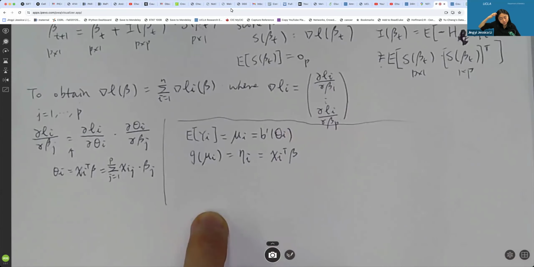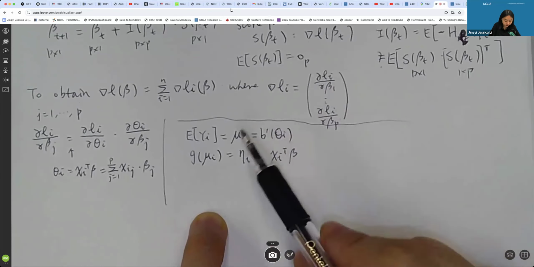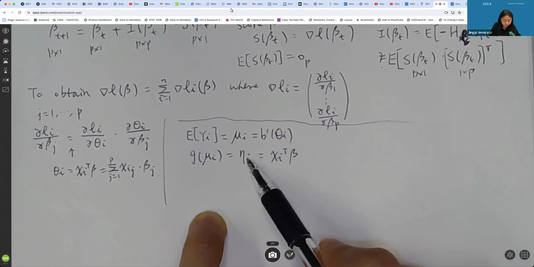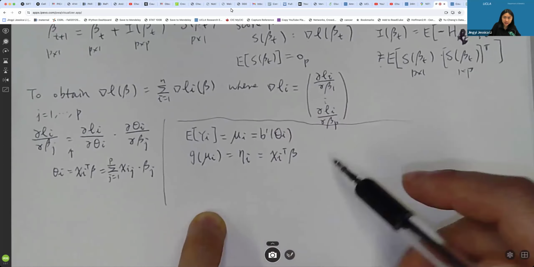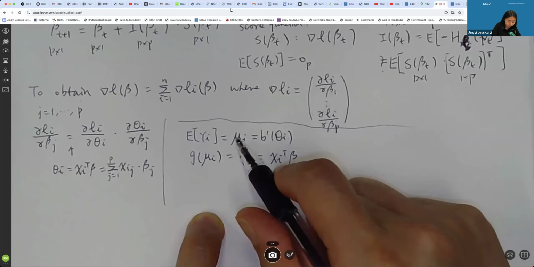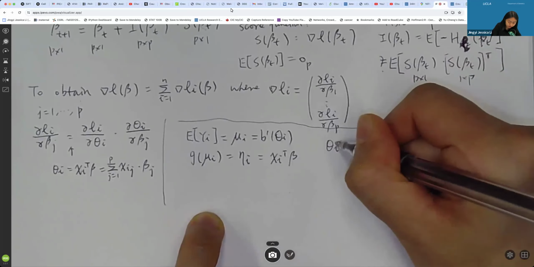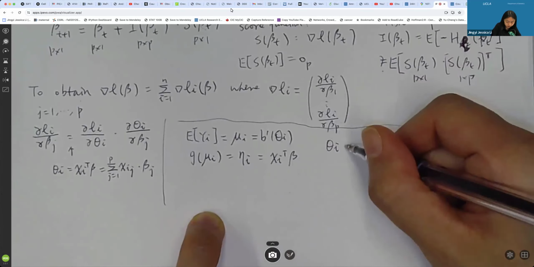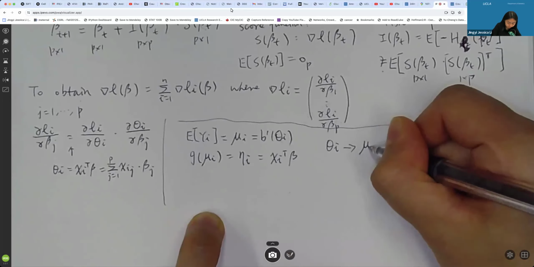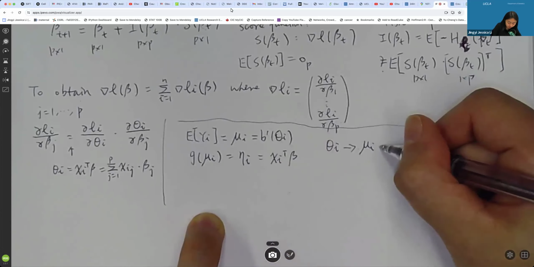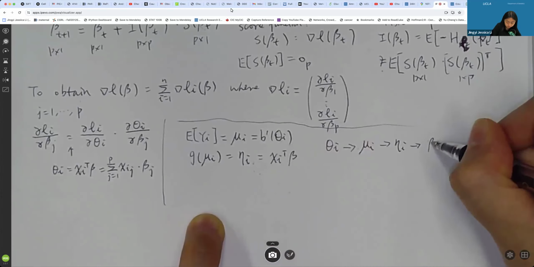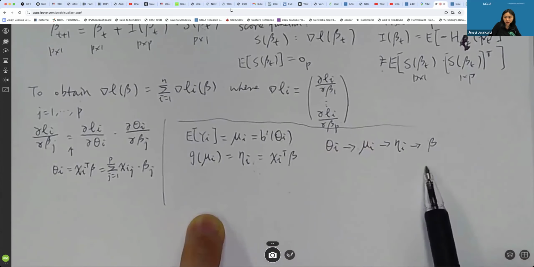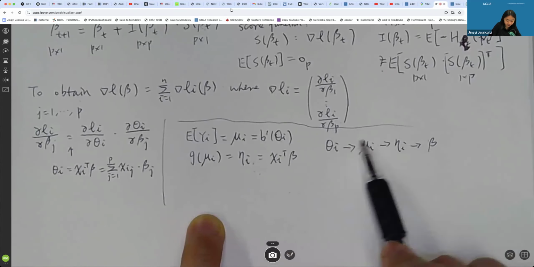So in the complete sense, if we don't specify eta to be equal to theta I, if we don't make this jump, we need all these things involved. That is, we need theta I, and we need mu I. So the relationship is we have theta I in the likelihood, we can link theta I to mu I, we can link mu I to eta I, and we can link eta I to beta. That's how we get the chain rule in this case, from theta I to beta.